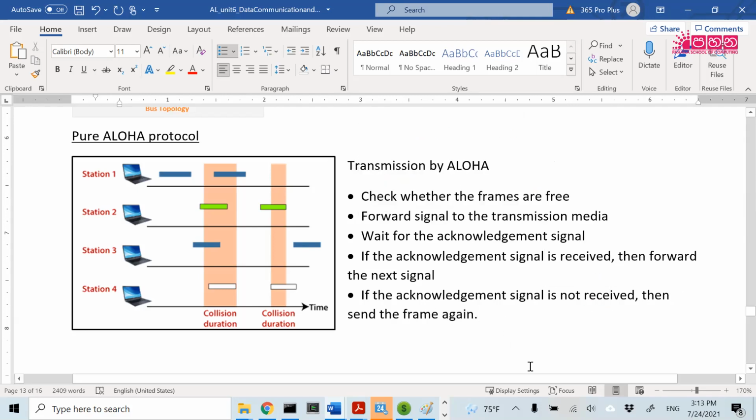So that's all. First of all, it checks whether the frames are free, and if that is the case, you forward and you wait for the acknowledgement. Right? So if no collision happens, you get that acknowledgement signal, then you send the second one.